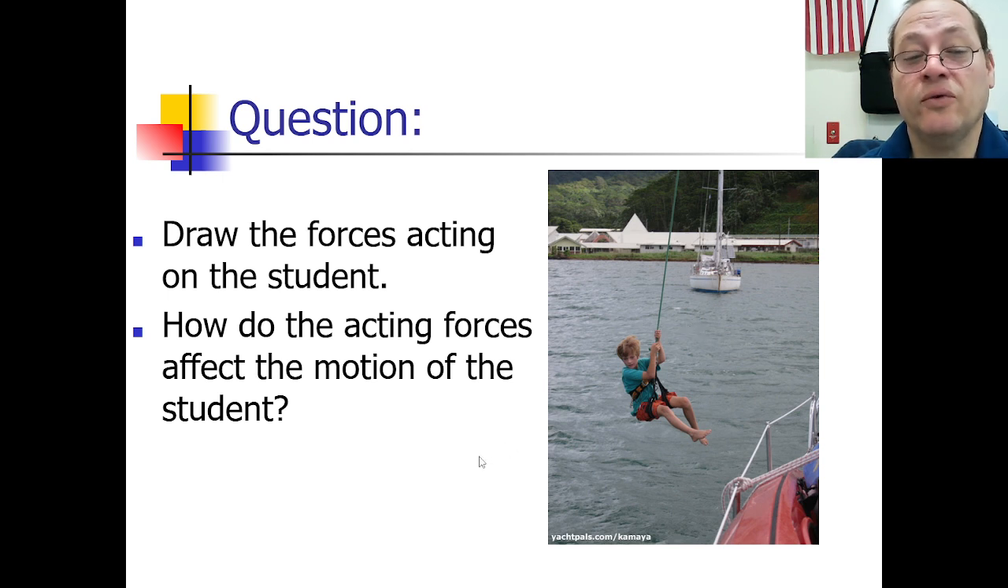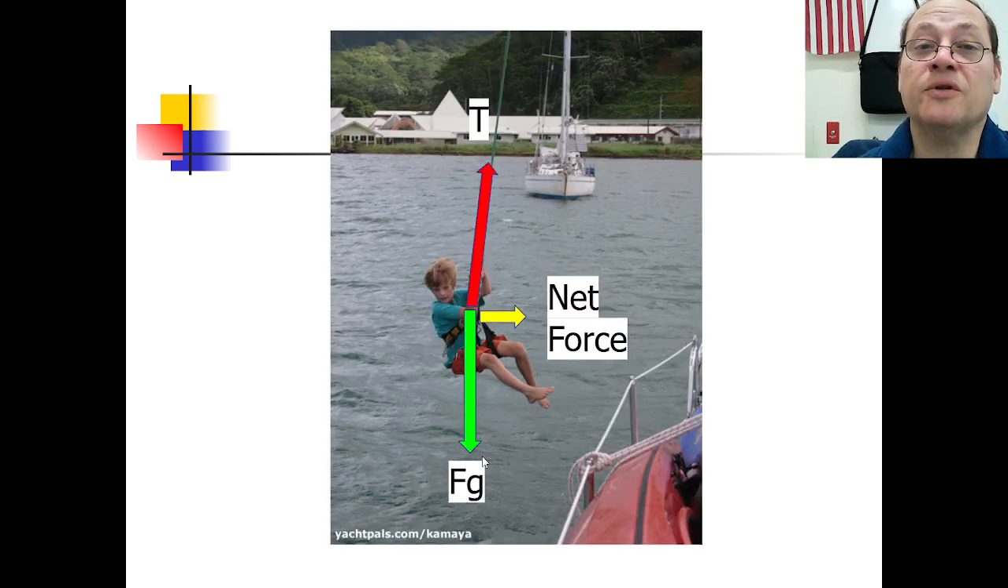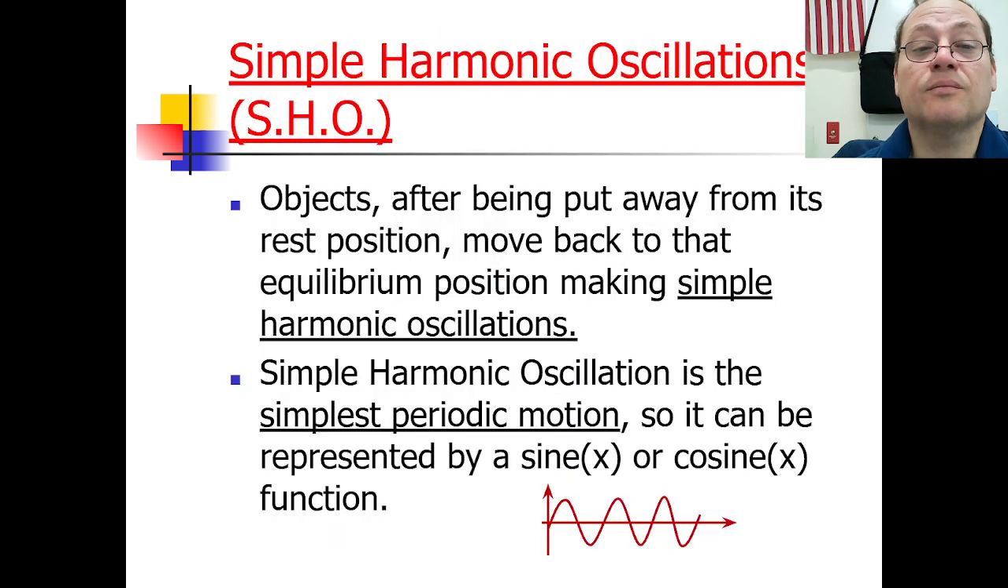How do the acting forces affect the motion of the student? The net force is pulling the student back inside the boat. Simple harmonic oscillations, or SHO. Objects, after being put away from their rest position, move back to the equilibrium position, making simple harmonic oscillations. Simple harmonic oscillations are the simplest periodic motions you can have, so you can represent them using a simple sine or cosine function.